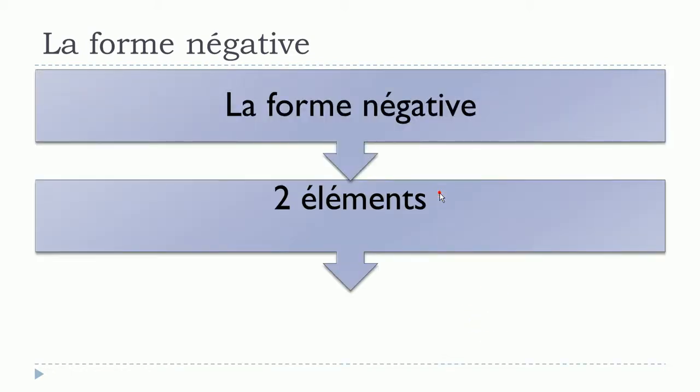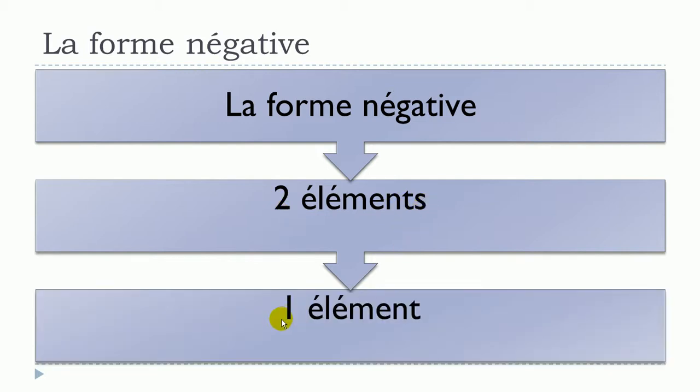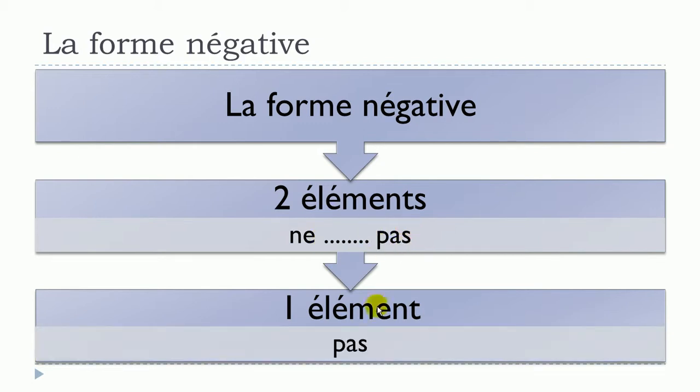So remember, la forme négative, normally two parts. When we are talking about this informal oral French, then one part, okay? When you get the two parts, it's ne and then your verb and pas. And if it's informal, then it's only pas, okay?